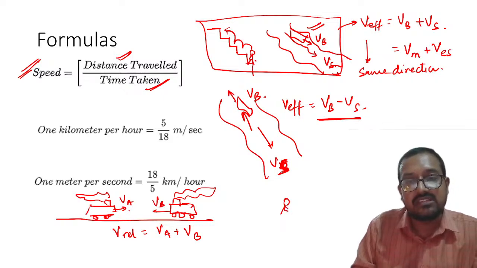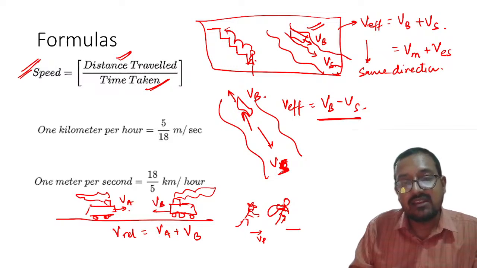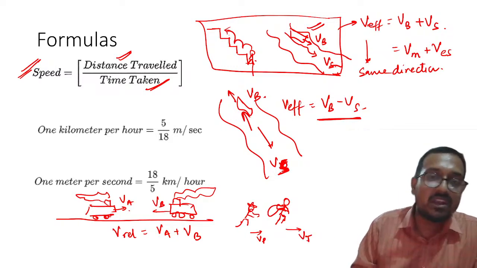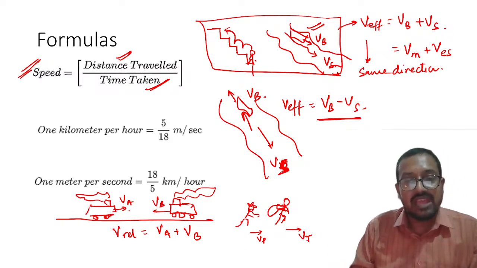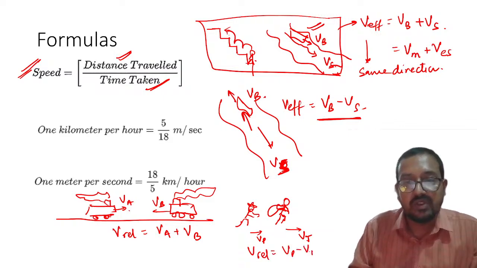Thief, let us say he is running with the bag, right? In this direction, let us say, right? And police is behind him. In that case, please remember, when you talk about both of these, suppose police is running with VP and he is running with VT, both are running on the ground, not above each other. In that case, relative velocity will be nothing but VP minus VT.